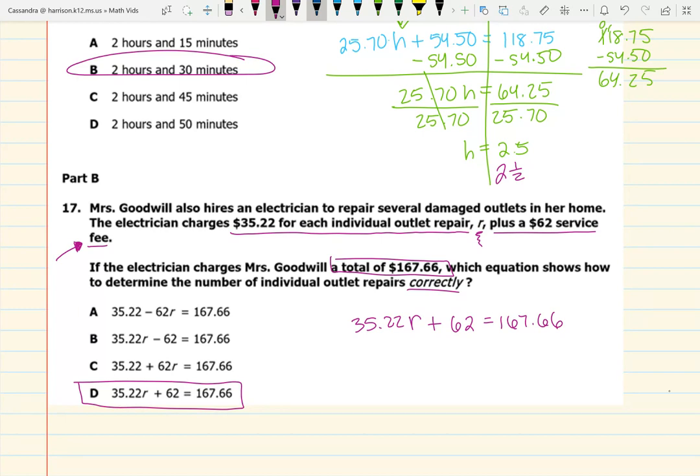The problem with C is that it doesn't say $62 per outlet. It's $35.22 per outlet. The problem with B is that they are subtracting $62, but it's not like they're saying, oh, we're going to discount you $62 for us coming over. No. You have to pay an extra $62 fee. And then there's so many things wrong with A. They're subtracting and they have the variable in the wrong place. So for all those reasons, D is the correct answer.